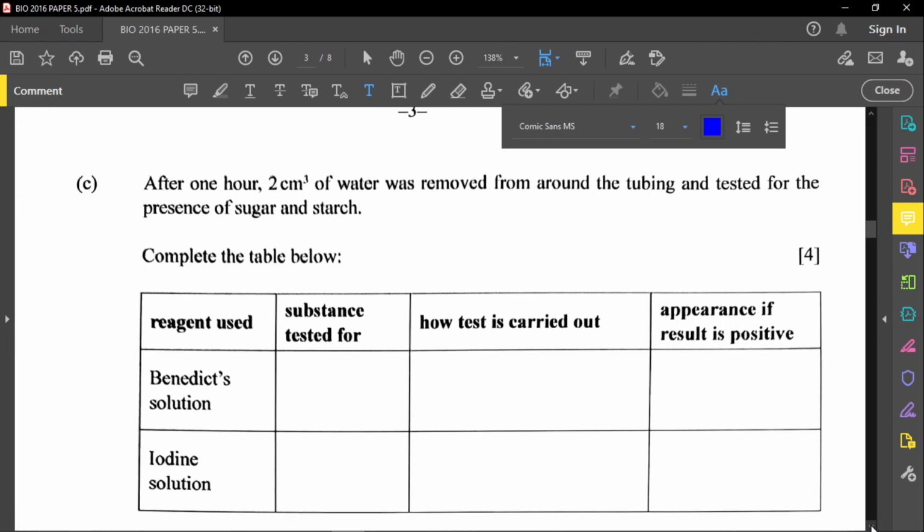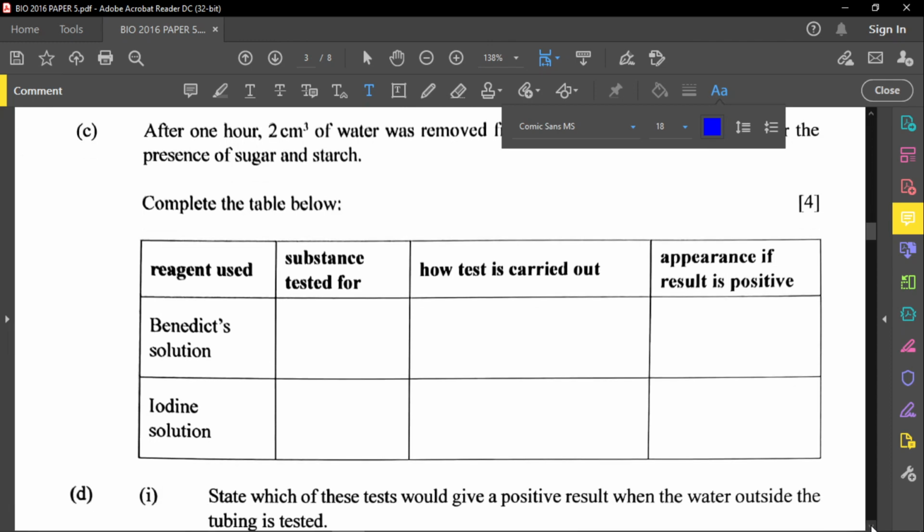Now for this question, which is part C. Part C states after 1 hour, 2 centimeter cube of water was removed from around the boiling tube and tested for the presence of sugar and starch. Now it's asking us to complete the table below, and this is a 4 mark question. And so here it asks for the substance tested for, how the test is carried out, and the last column asks for the appearance if the result is positive.